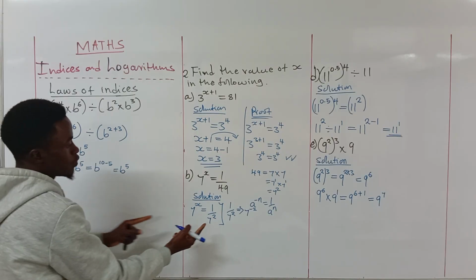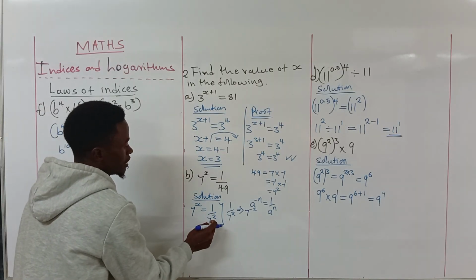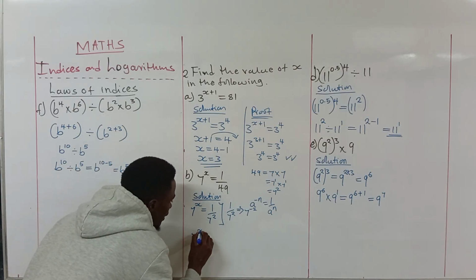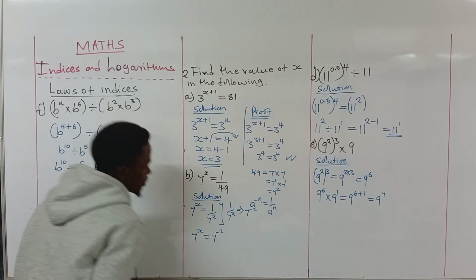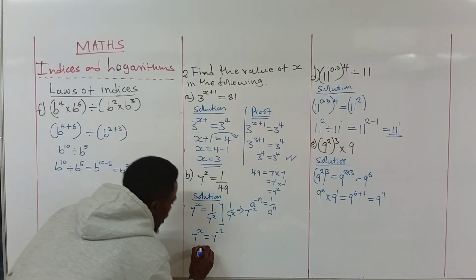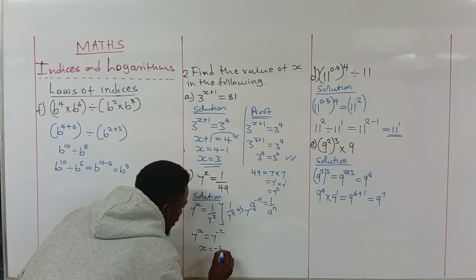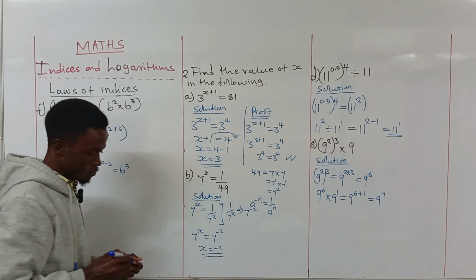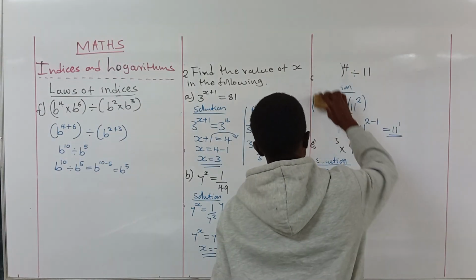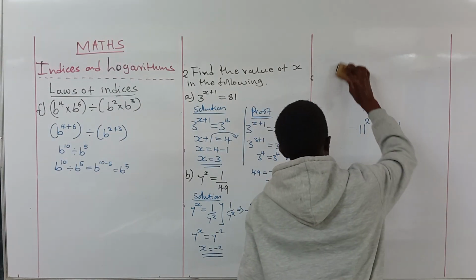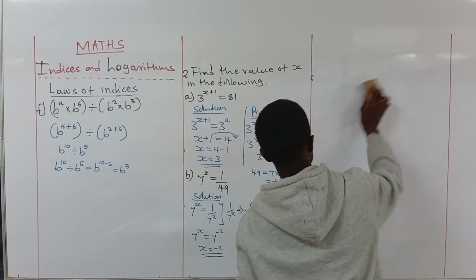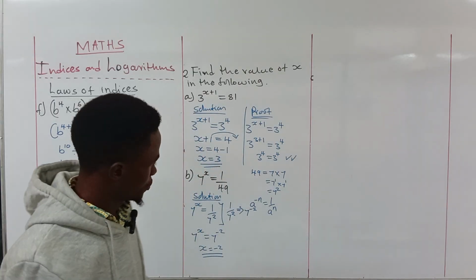So we come back here. We replace this 1 over 7 power 2 with 7 power negative 2. So 7 power x is equal to 7 power negative 2. Again, they have the same bases, so we can equate the powers. Our x is equal to negative 2. Our value of x is going to be negative 2.